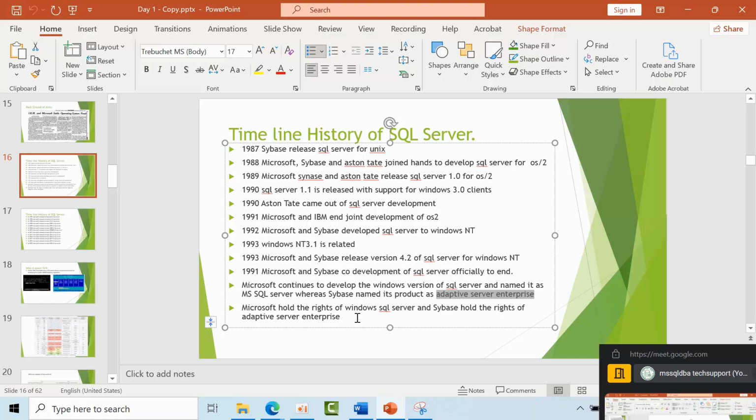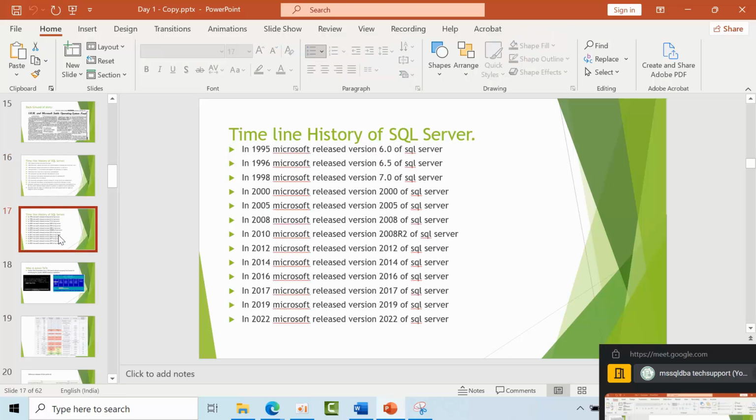Now, sir, our mother code is Sybase. All the code we have seen in later versions may be renamed, but our entire SQL Server is dependent on Sybase. The mother code is Sybase only.